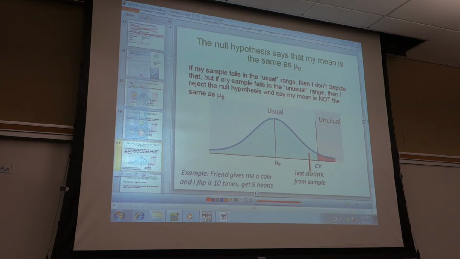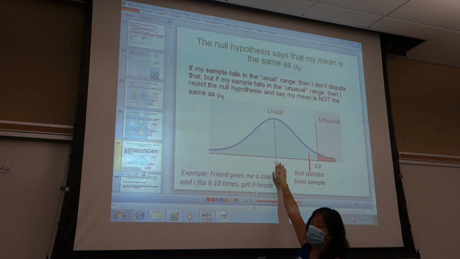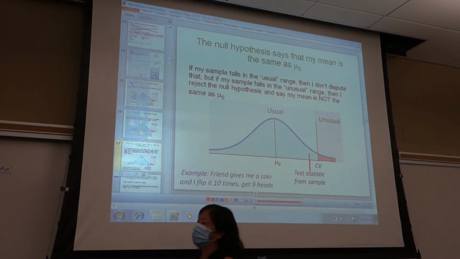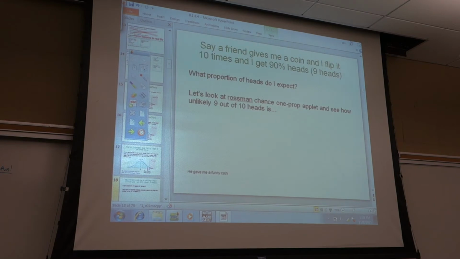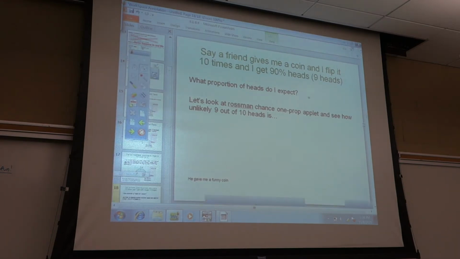Okay. So first of all, my general assumption is that my proportion of heads should be the same as every other coin. What's the proportion of heads in a coin when you flip a coin? 50%. So I'm assuming that my proportion is 50%. All right, so let's see. Let's try to figure out how unlikely it is to get 9 out of 10 heads.